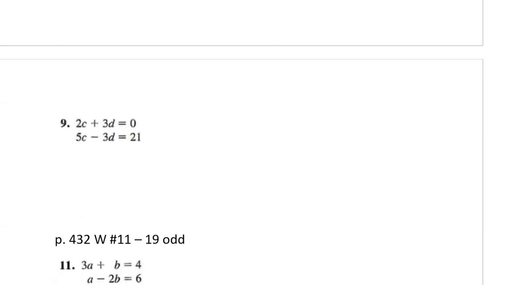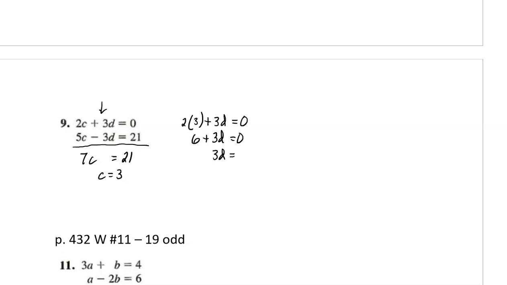Number 9, the variable d is opposites, so we can add together. This is 7c is equal to 21, so c is equal to 3. And then substitute. I'm going to use the first equation. Two times 3 is 6. Subtract 6 from both sides. So d is negative 2. Alphabetically, c before d.